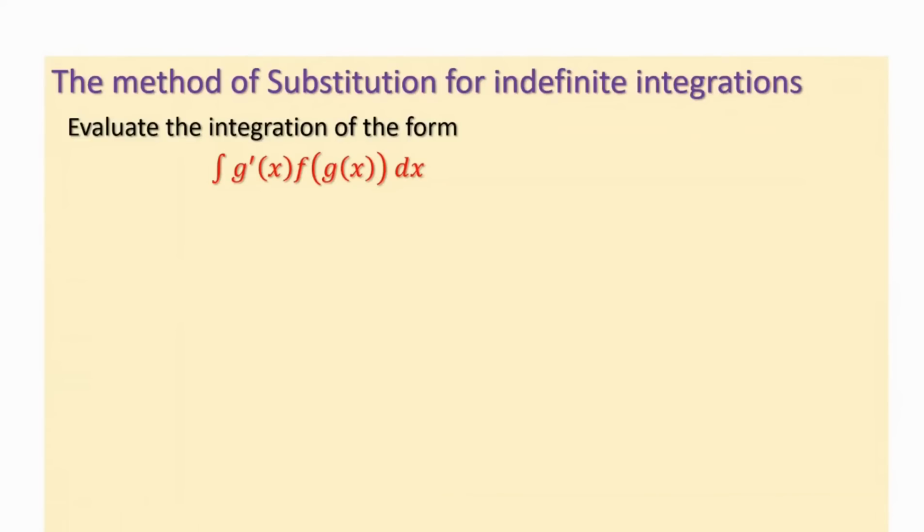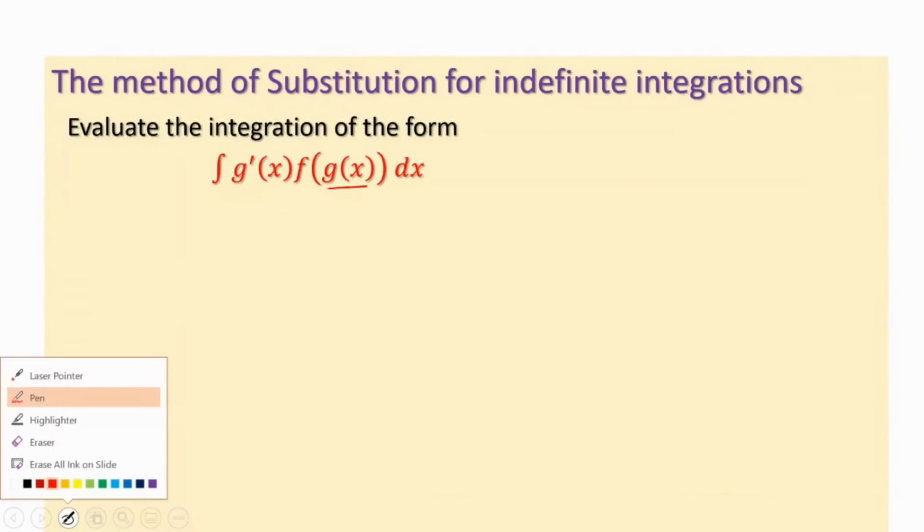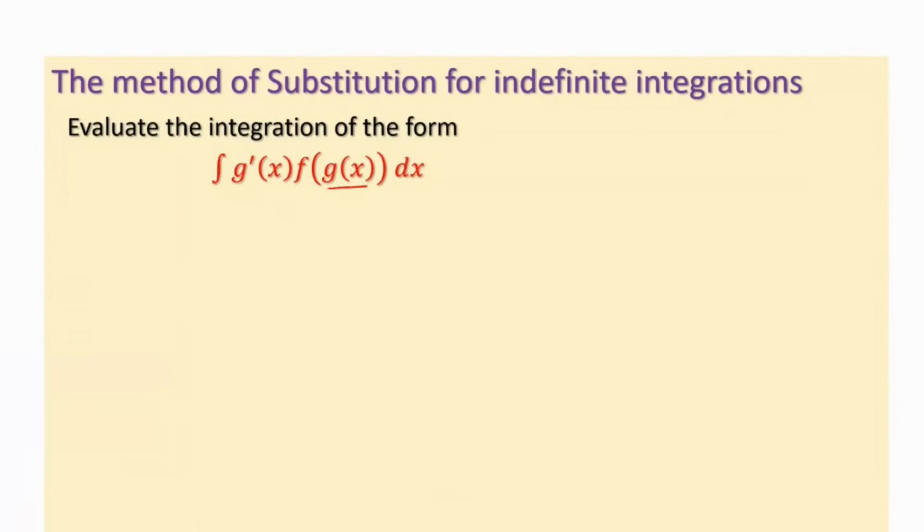So generally, in Calculus 1, you will have integrals of this form: the integral of g'(x) f(g(x)) dx. That means it is a composition of functions, where the derivative of the inside function appears inside the whole integral. In such cases we will solve the problem like this.